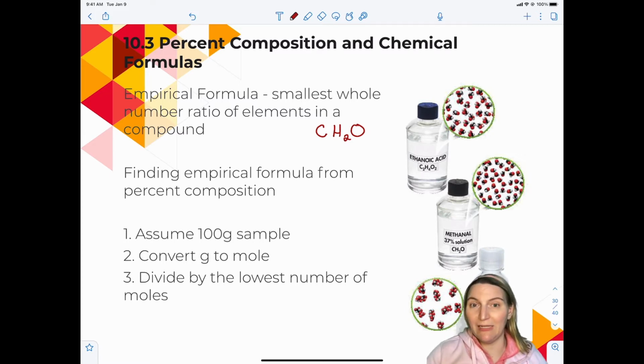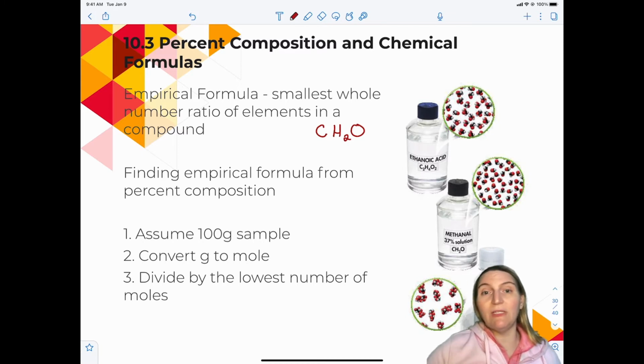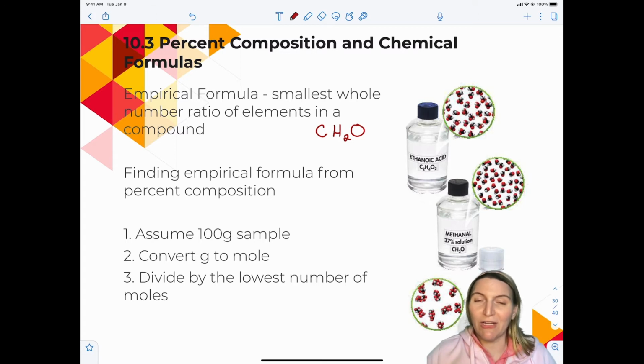So what does this mean? Well, the empirical formula is not really something important that you need to know. But we use it in order to find the actual formula of a compound. So this is when we answer that question, how do we know that water is 2 hydrogen and 1 oxygen? How do we know that salt is 1 Na and 1 Cl? This is how we know.